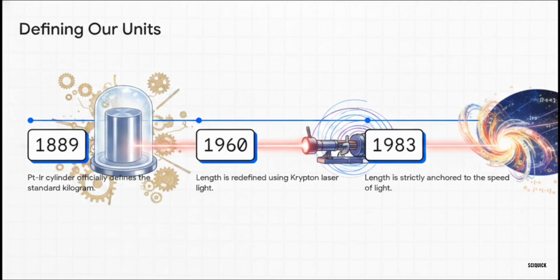Length was similar. It used to be based on physical marks on a metal bar. But here's the catch. Physical objects are imperfect, right? They change. So our need for perfect calibration really pushed us to evolve. Jump to 1960, and we redefined length using the light emitted by a krypton laser. And then, by 1983, we anchored it to a fundamental quantum constant, the exact distance light travels in a vacuum in a tiny, tiny fraction of a second. So we literally went from chunks of metal to the absolute laws of physics.